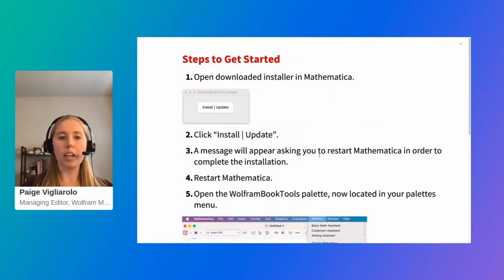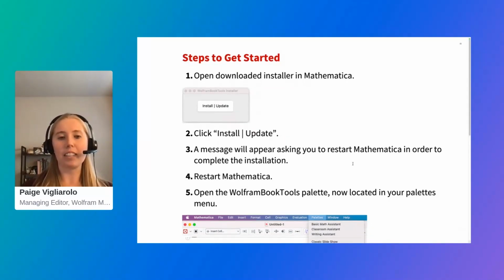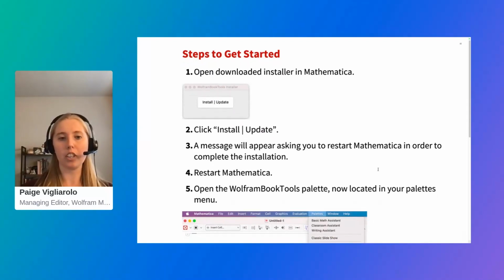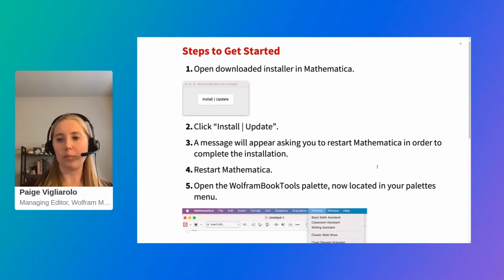So once you click that orange button and open up the file that downloads, you're going to get this little installer. It's super simple, just the one button on it. Can't mess it up. So you just go ahead and click that Install Update button. The next thing you're going to see is a message asking you to restart Mathematica to complete the installation. You can go ahead and do that.